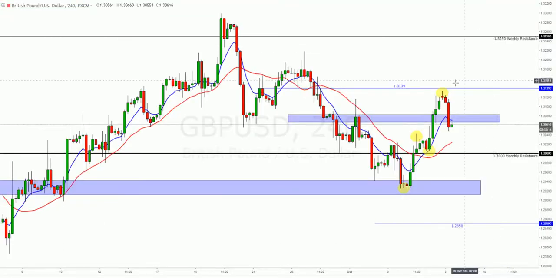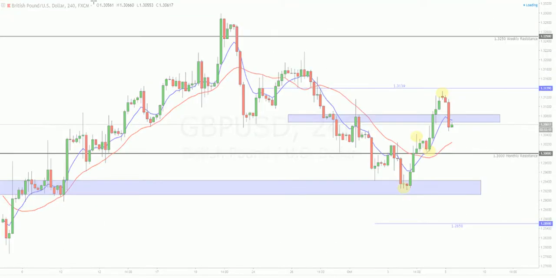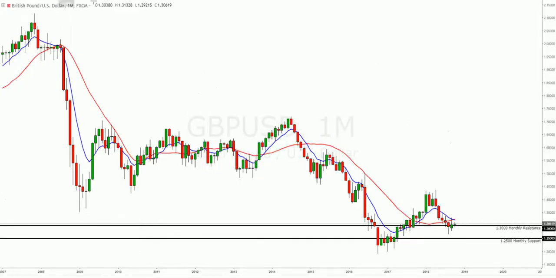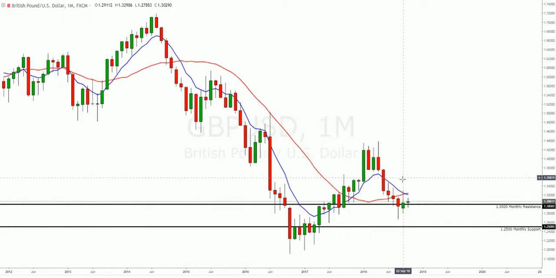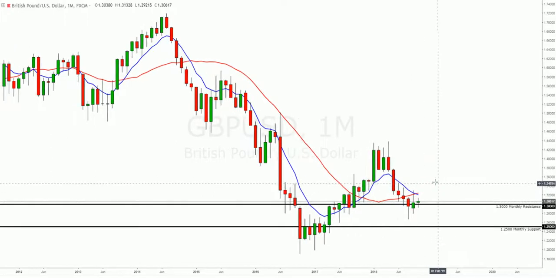Now finally onto GBP USD. You can see on the monthly time frame, actually let's start on there. Moving averages do look to be crossing over to the downside.